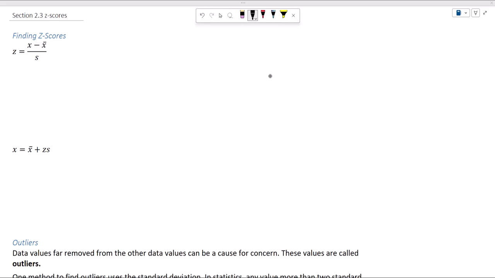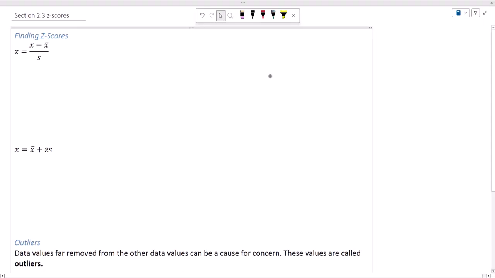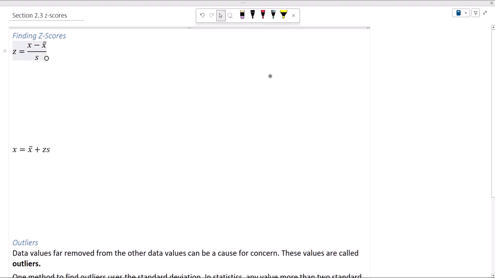All right, I'm going to start section 2.3, and it's all about z-scores. Z-scores are related to a standard normal distribution, which we'll talk more about in the next section.